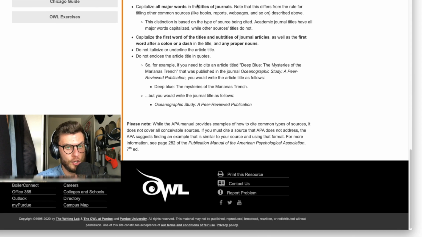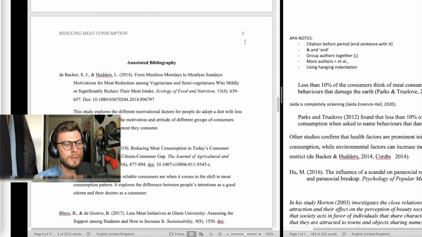Capitalize all major words in the titles of journals. This is not the same as the title of an article. In the title of an article, only capitalize the first word of the title and subtitle of the journal article.